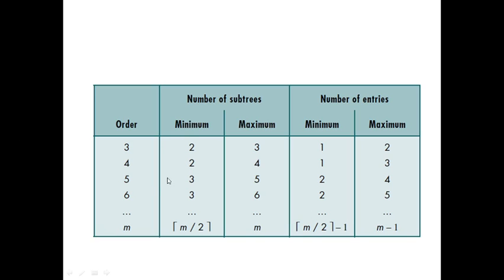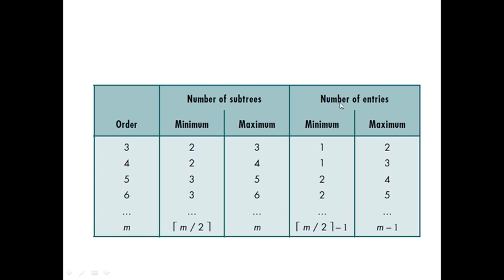Before proceeding to an example, if you say that the order of a B tree is 3, then the minimum number of subtrees it must have is 2, because m by 2. You just have to memorize these conditions: if the value of m is given, then the minimum number of subtrees has to be m by 2, and the maximum can be m.